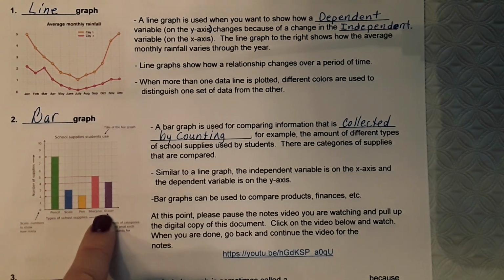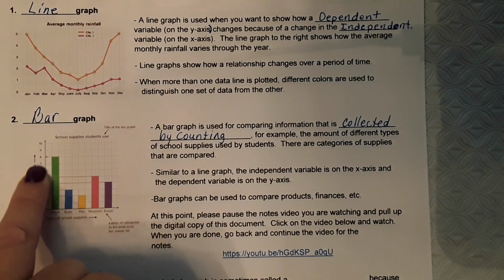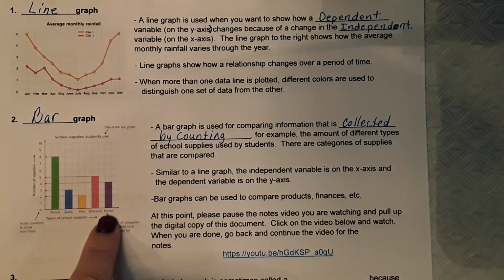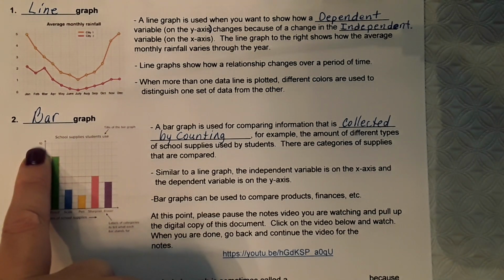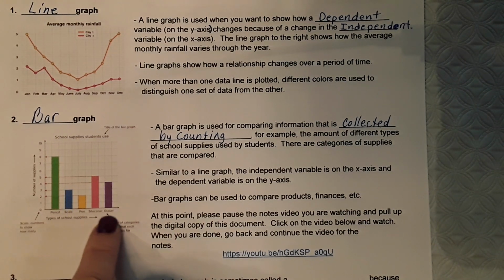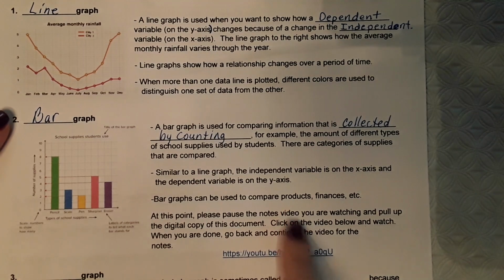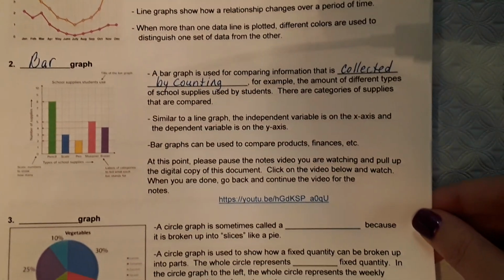So the type of supply is the independent variable, and the number of each type of supply is the dependent variable. Again, it's still independent on the x-axis, dependent on the y-axis. It's just that here, the independent variable are categories, not necessarily numerical information, just categories. Bar graphs can be used to compare products, finances, all sorts of things.